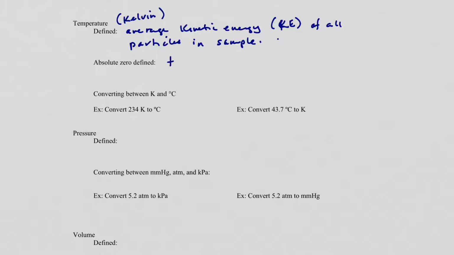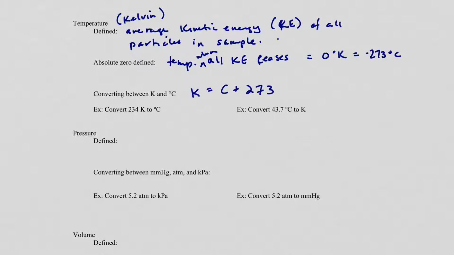Absolute zero is defined as the temperature at which all kinetic energy, which is of course motion, ceases. The temperature when all kinetic energy ceases, that is what is called absolute zero. Absolute zero is equal to 0 degrees Kelvin, which is equal to negative 273 degrees Celsius. So converting between Kelvin and Celsius, Kelvin is equal to the Celsius temperature plus 273. I think you've worked with that already.